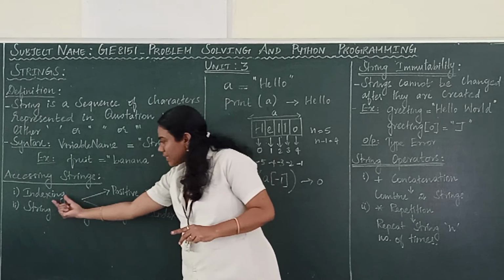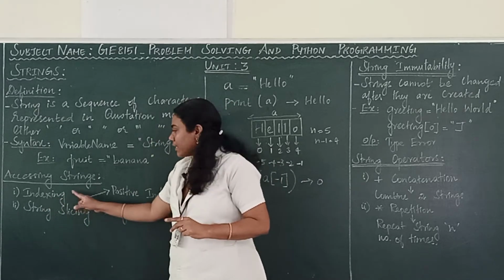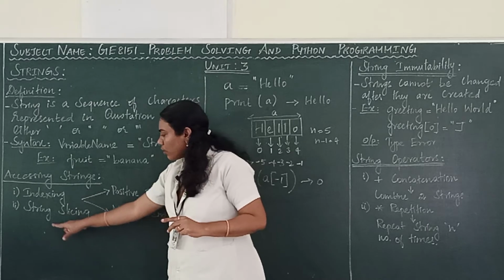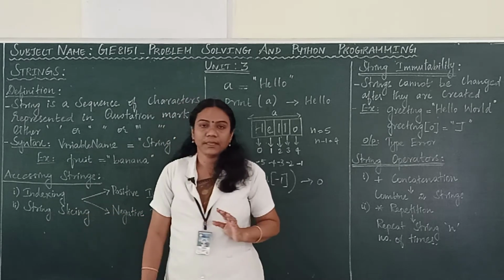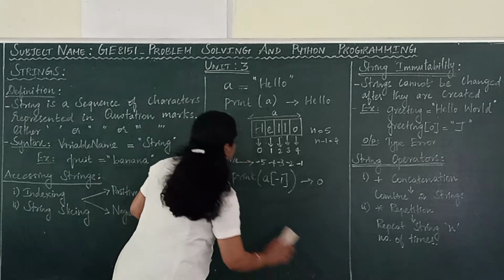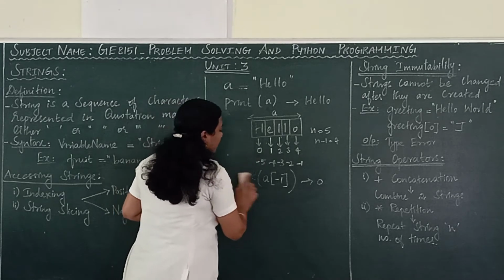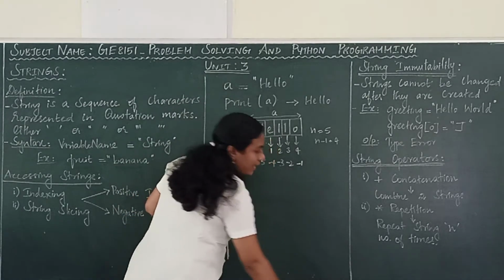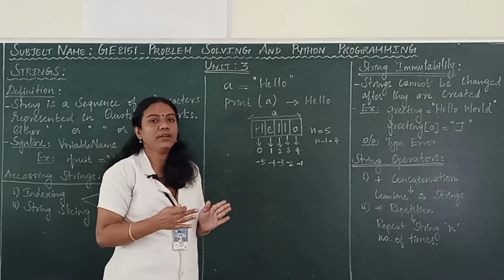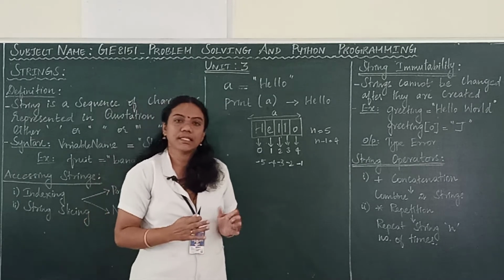So, that is the first way of accessing string indexing. The second way is called the string slicing method. What is meant by slicing? You need to know about slicing. Slicing is nothing but accessing a small portion of a string.